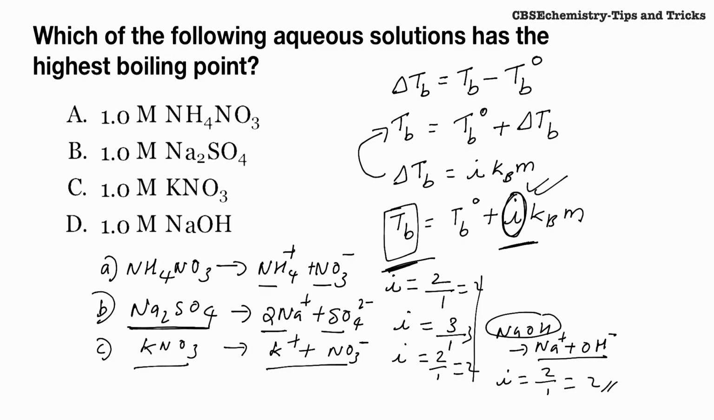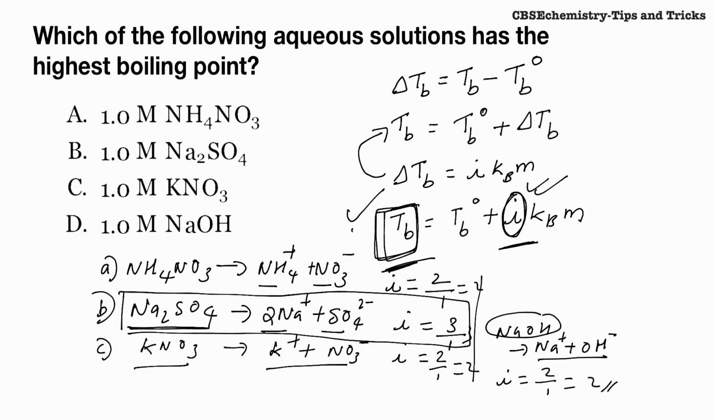Higher the i factor, higher will be the boiling point. So which one has maximum i factor? It is very clear that sodium sulfate has maximum value of i factor, that is 3. So definitely it will be having maximum boiling point. Hope you understand. So sodium sulfate has maximum boiling point.